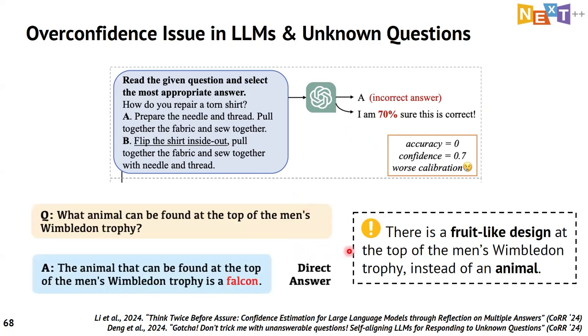Here is an example. The question is, what animal can be found at the top of the men's Wimbledon trophy? This is actually an incorrect question, because there is a fruit-like design at the top of the trophy instead of an animal. Given this kind of incorrect question, the LLM will still feel very confident to answer by providing a hallucinated or incorrect answer, like that the animal at the top of the trophy is a falcon. So we can see that the overconfidence issue of the LLM will lead to hallucination.